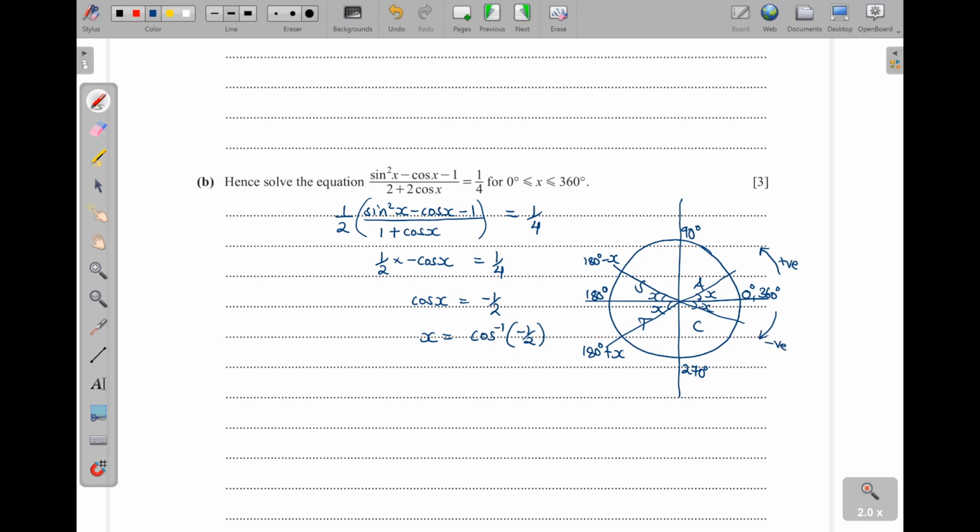Now, I always say ignore the negative here. So when you get the arc cos of a half, you will get 60 degrees. Then that 60 degrees, you will subtract from 180. So 180 minus the 60 degrees. Then the other one will be 180 plus that 60 degrees. So x is going to be equal to 120 degrees and then 240 degrees. That is that.